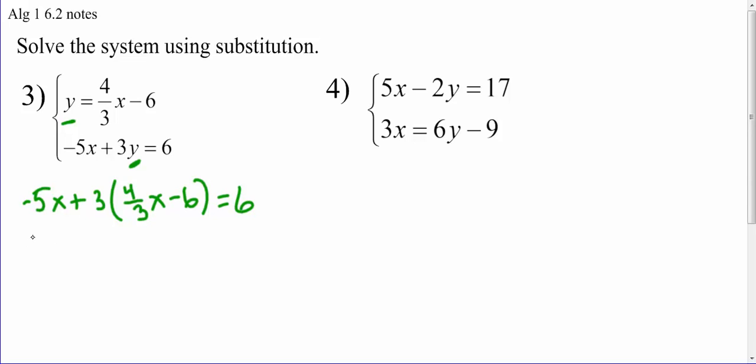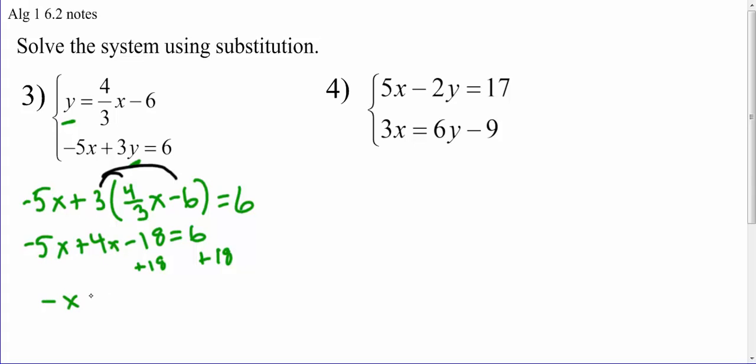Now we need to use the distributive property here. Remember, you're multiplying that 3 into 2 separate places. So our next step would look like this: negative 5x plus 4x. 3 times negative 6 gives me minus 18 equals 6. I'm going to go ahead and add 18 to both sides. I'm going to do two things at once here. I'm going to combine my like terms as well. So I'll have negative x, that's negative 5x plus 4x, equals 24. So x then would be negative 24.